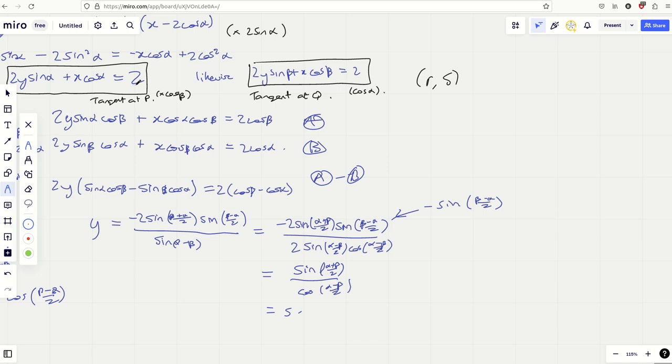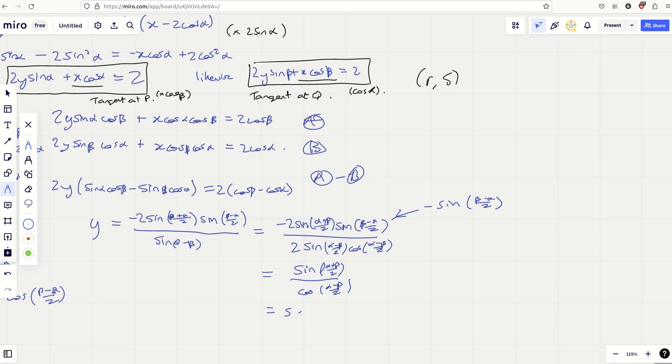Now why, you might think? Well, it's so I get exactly the same coefficients on the x terms. So I've called the tangent at P after multiplying by cos beta. So this is 2y sine alpha cos beta plus x times cos alpha cos beta equals 2 cos beta.